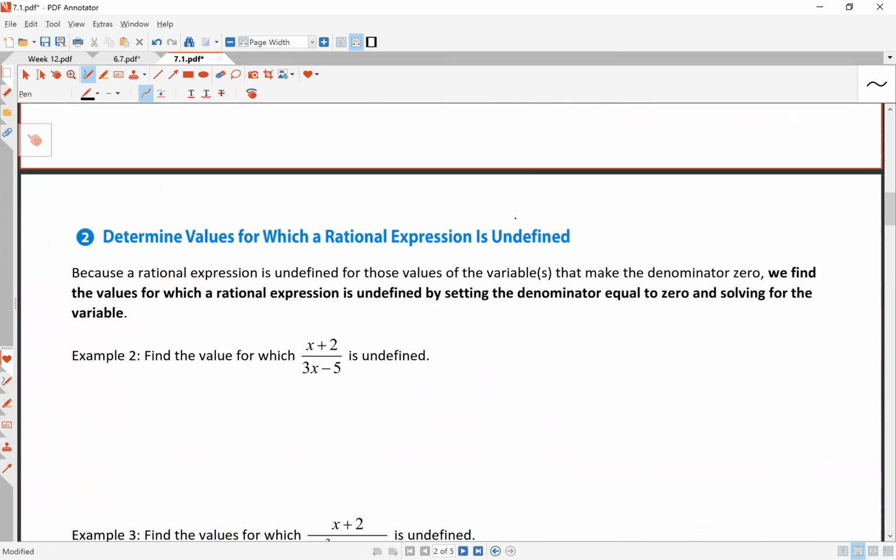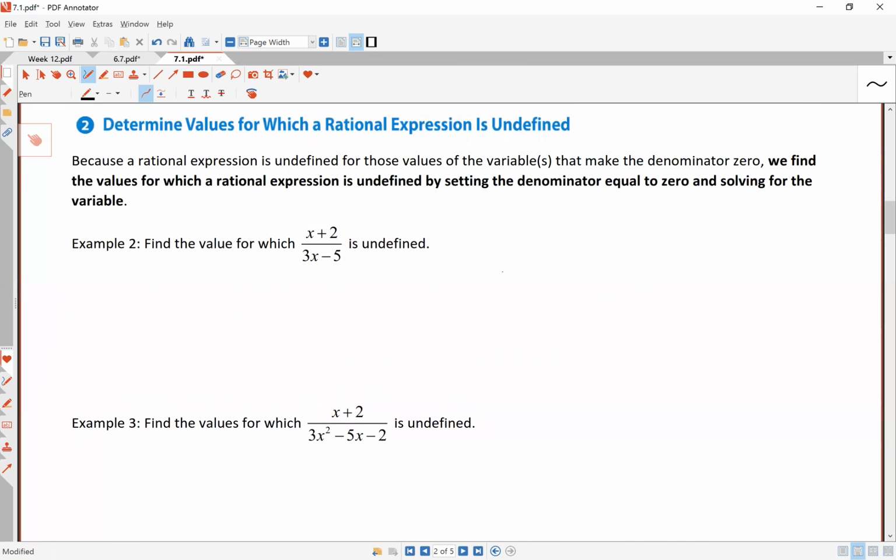So that's precisely what we talk about now. What value will make the expression undefined? Because we know that a rational expression is undefined for those values of the variable or variables that make the denominator 0, we find those values by saying, when does my denominator equal 0? And we solve the resulting equation. We see that we would divide by 0 if x is equal to 5/3.